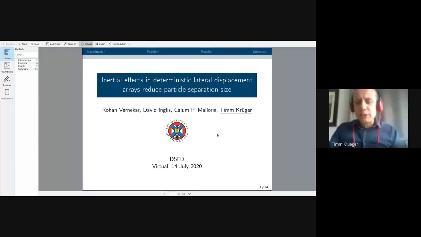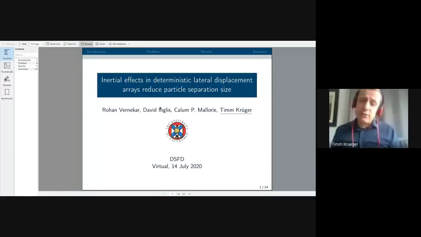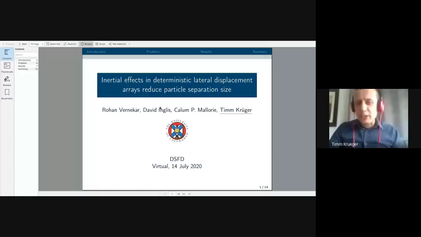And this particular project, we started about 1 year ago. And Callum Mallorie, who is also in the audience here, is one of our undergraduate students, and he did a summer project last year. And we thought, why don't we look at this particular device, deterministic lateral displacement, at finite inertia? And I will get back to that. Rohan, he's also here in the audience. He has run all the simulations that I will show you today. And David Inglis is an experimentalist based in Sydney, and he came over for about 5 months to Edinburgh.